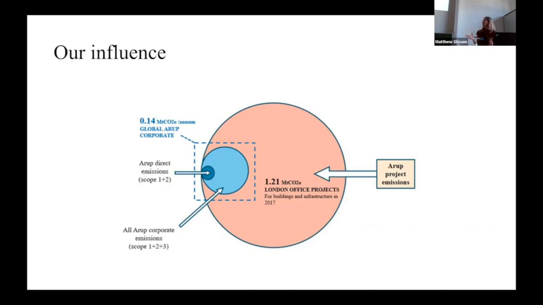But the peach coloured circle is the carbon impact estimated, and this is a study from 2017, of all of the projects worked on by one office, albeit the London office, which is our largest. And that's a whole order of magnitude larger. So the carbon that we influence is much more important than our own corporate emissions, which is essentially a lot of consultants working in some offices. So that's where we are focusing on trying to improve our sustainability.